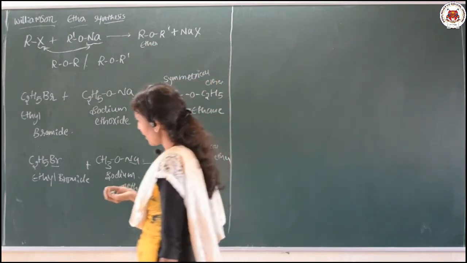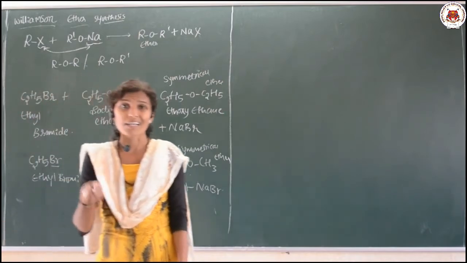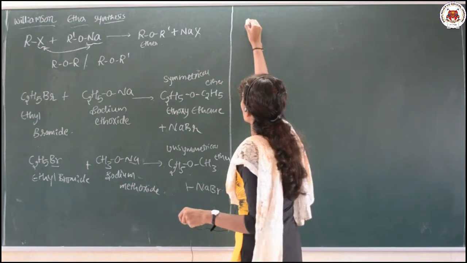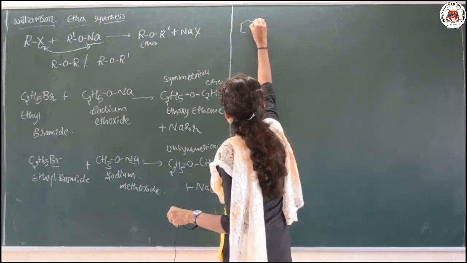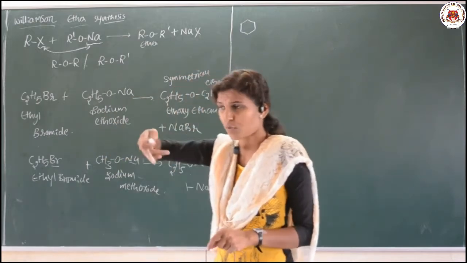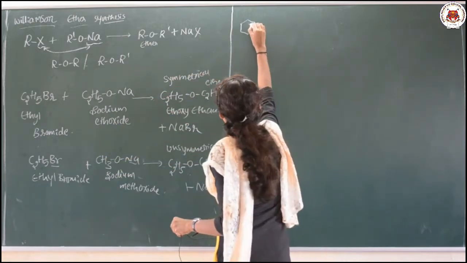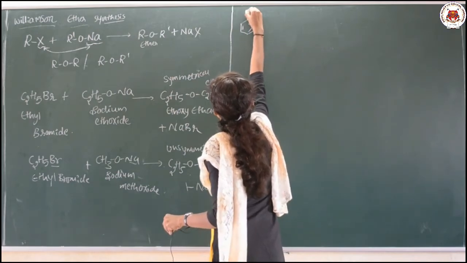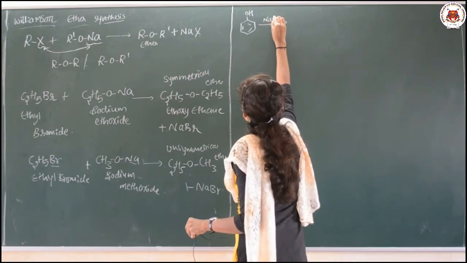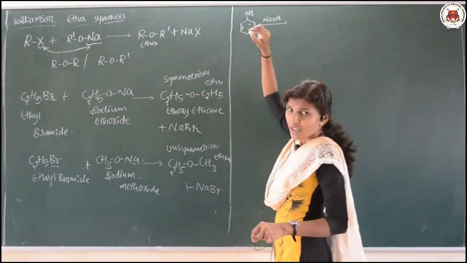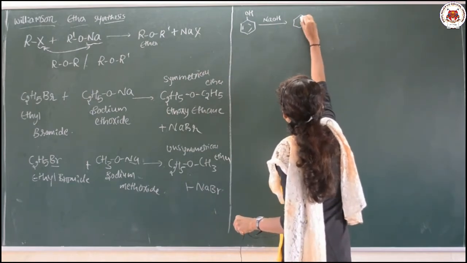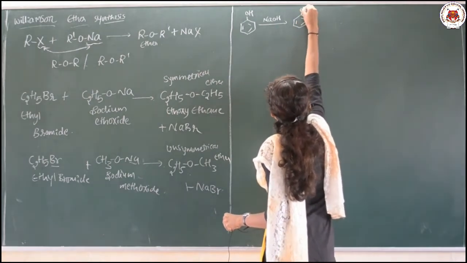Suppose instead of taking an alkyl halide, I take an aryl compound, using phenol. This Williamson ether synthesis can be done with aryl compounds also. So how exactly does it take place? Let me take the phenol first, and this phenol is treated with sodium hydroxide. So what is formed? Sodium phenoxide.